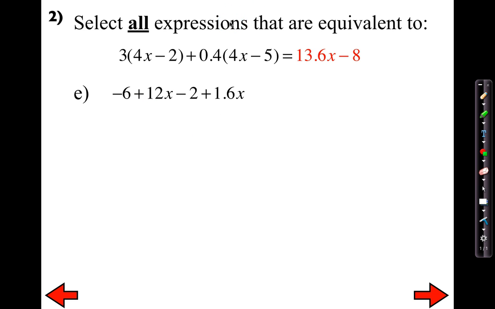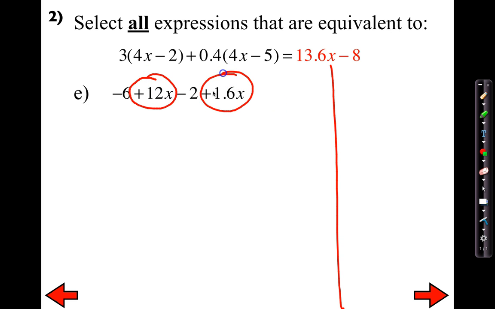Okay, let's go ahead and repeat the process for part E. So in order to determine whether or not they're equivalent, I'm going to have to simplify. I'm going to combine a 12x with a 1 6/10 x. Hopefully this looks familiar. We've added these two numbers before. They do leave us with 13 and 6/10 x.